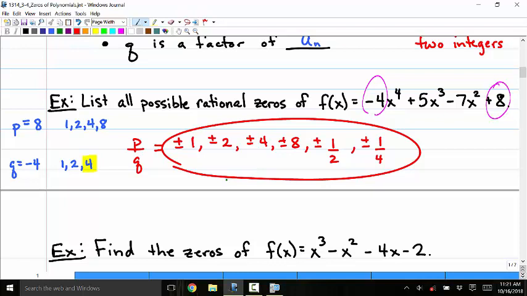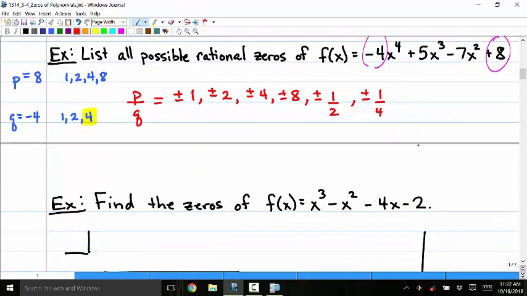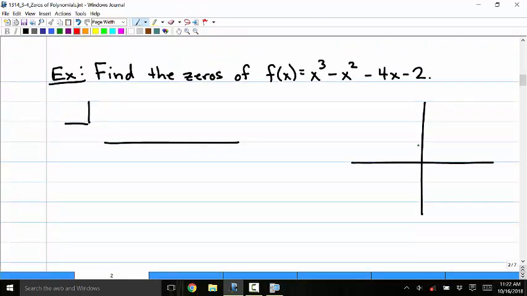Y'all don't see the power in that at all, do you? It's pretty cool. Okay, you said it was only numbers that x-intercepts could occur if the x-intercept is a rational number. So all of those are rational zeros? Those are rational zeros. This is the list of all possible rational zeros of that polynomial. Okay, let's see how you use that. Find the zeros of that polynomial.